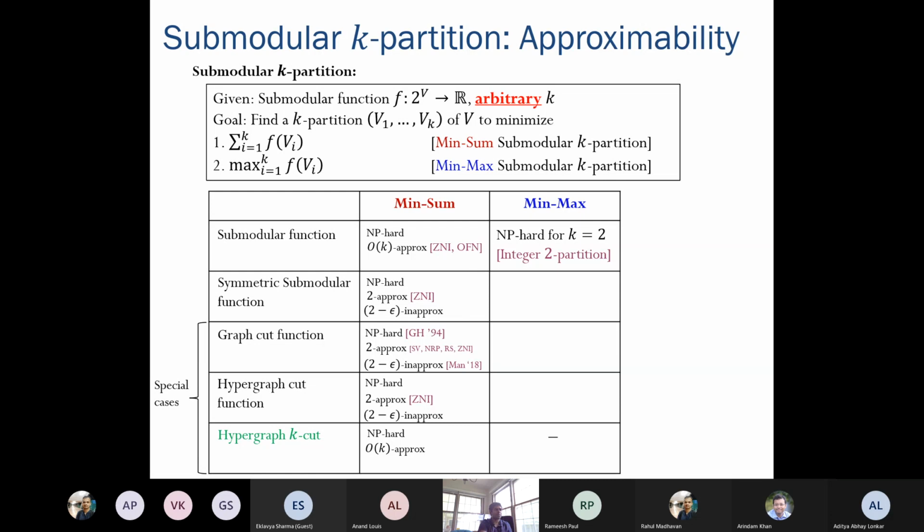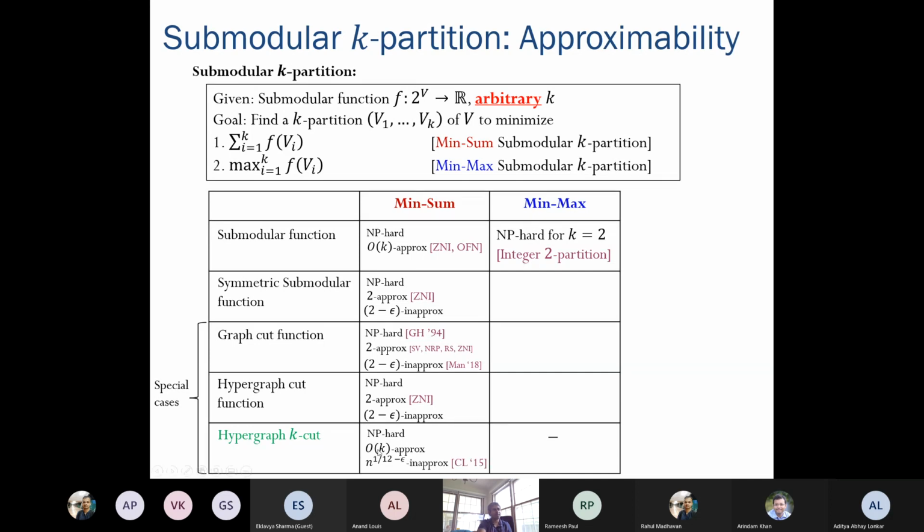And yeah, once you have min-sum graph k partition is 2 minus epsilon inapproximable, the other cells also fill up. So you can see that you get tight results on these cells. You get a 2 approximation and 2 minus epsilon inapproximability. So there's not much that one can do.